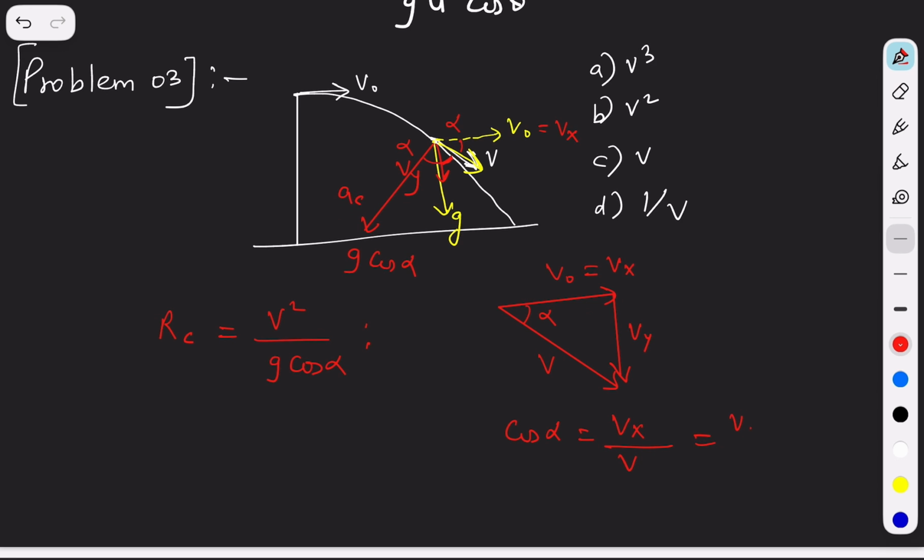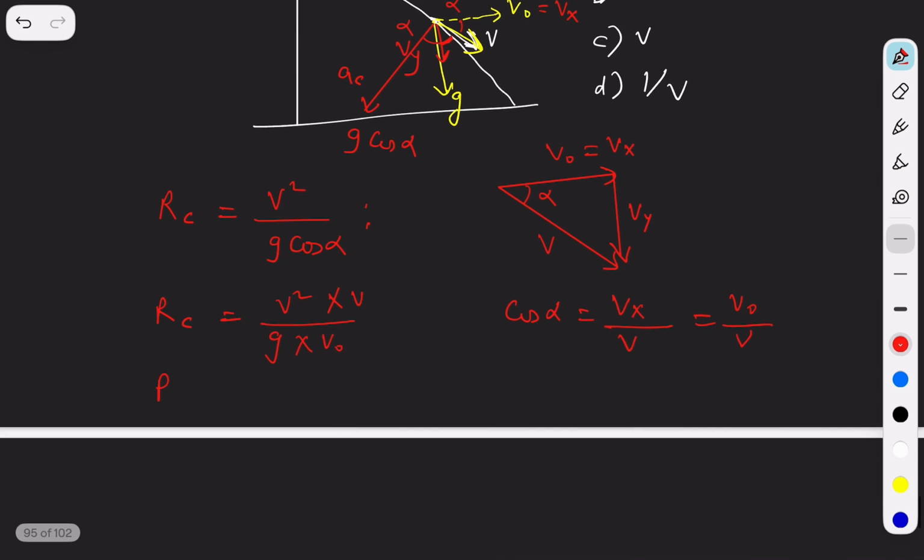So here rc will be v square divided by g into v naught by v. The v will go in the numerator, so rc will become v cube divided by g v naught. That would be the answer. So the radius of curvature will be directly proportional to v cube. I hope this is settled. It's also a simple problem only, but yes, it can build your concepts at a certain level.